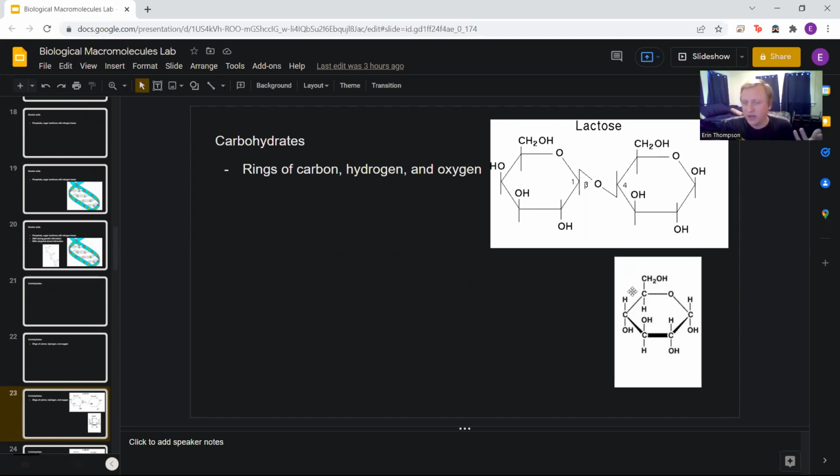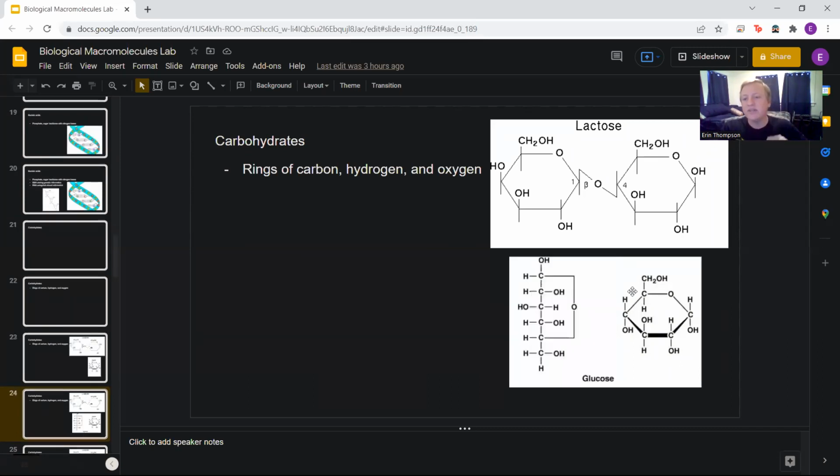Here is a molecule of glucose. And these are used for quick energy for the cell. Okay, just fast. You eat something and your body can quickly convert it into ATP.